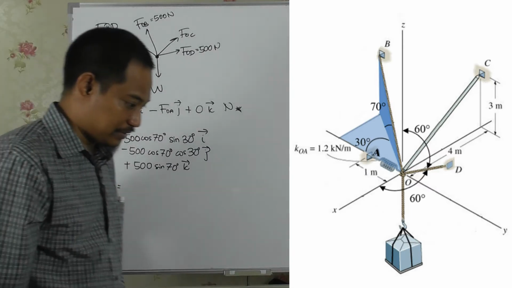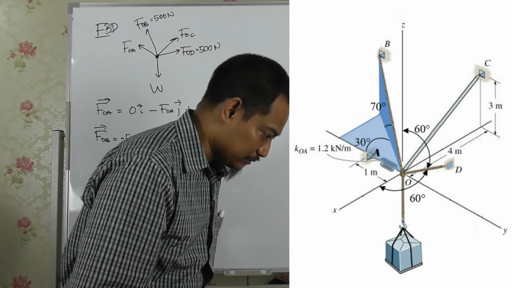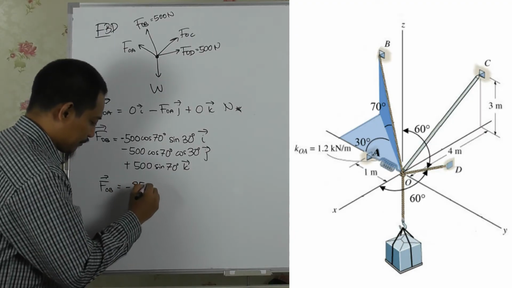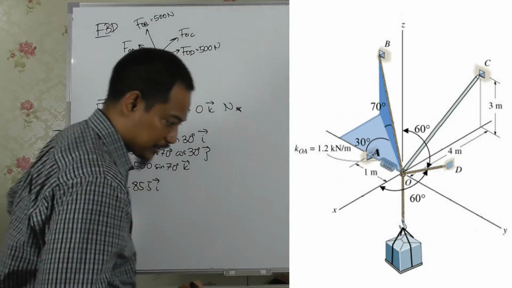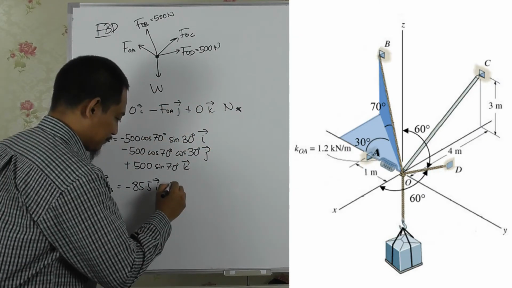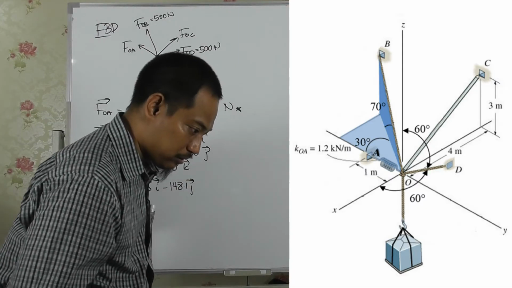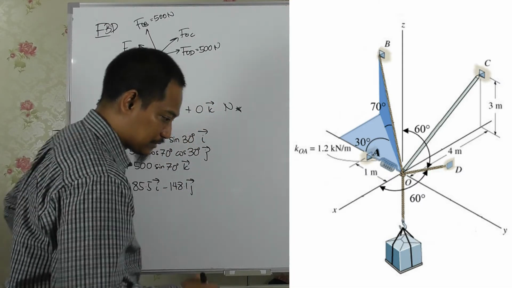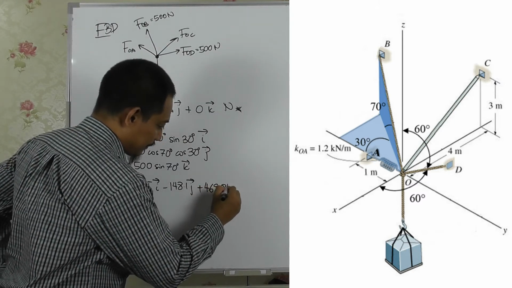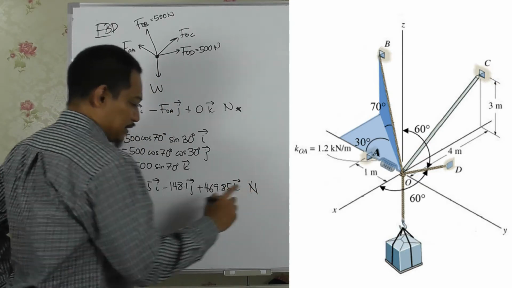So for FOB, what is the value? Minus 85.5 i, and do check the numbers as well, of course. Minus 148.1 j, plus 469.85 k Newton.